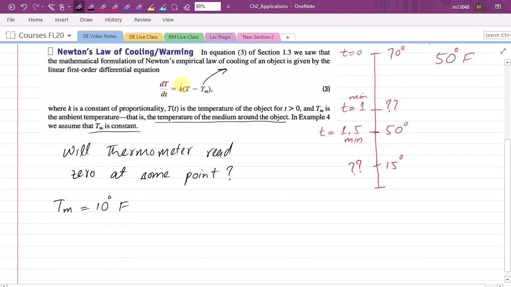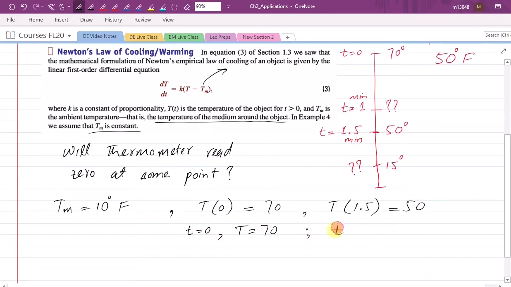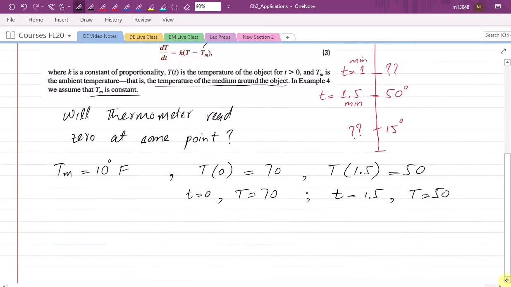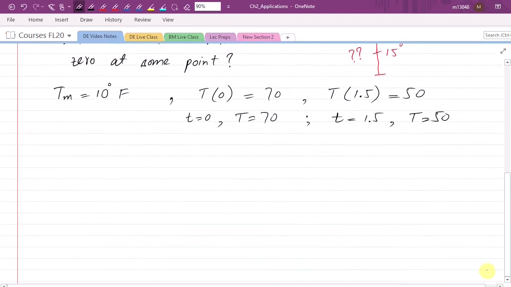K we do not know yet, but we do know that T of 0 equals 70. We do know that T of 1.5 equals 50. How do we know that? Because at time t equals 0 the temperature is 70, and at time t equals 1.5 the temperature is 50. These are the two conditions which will help us find this k and one more constant which we will see during the solution. So let's solve it.